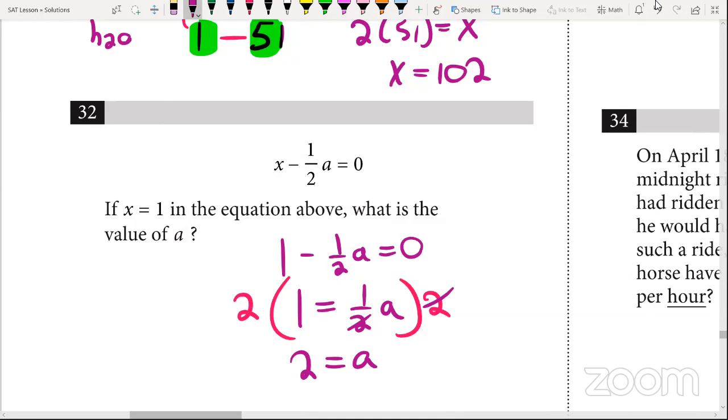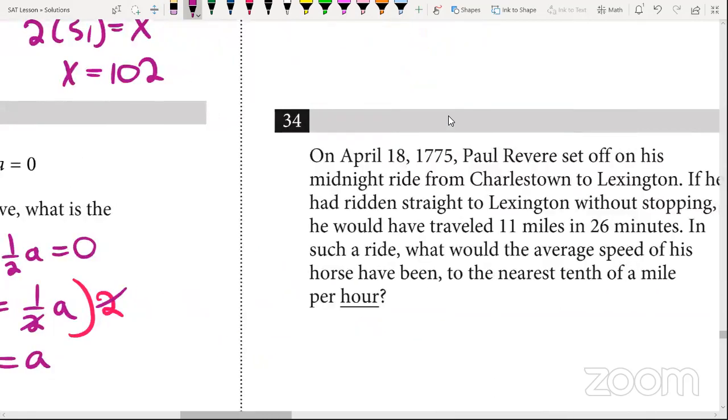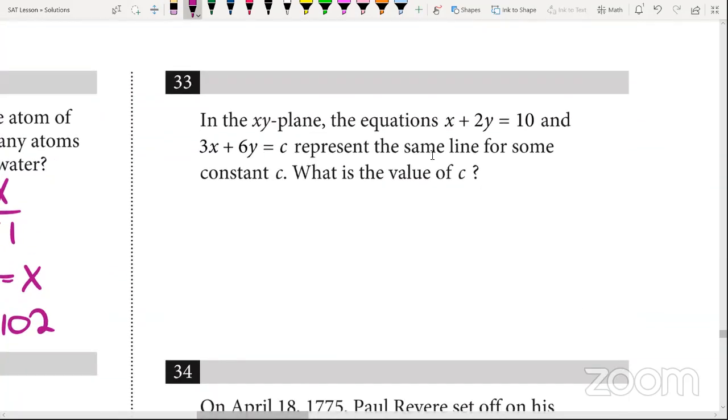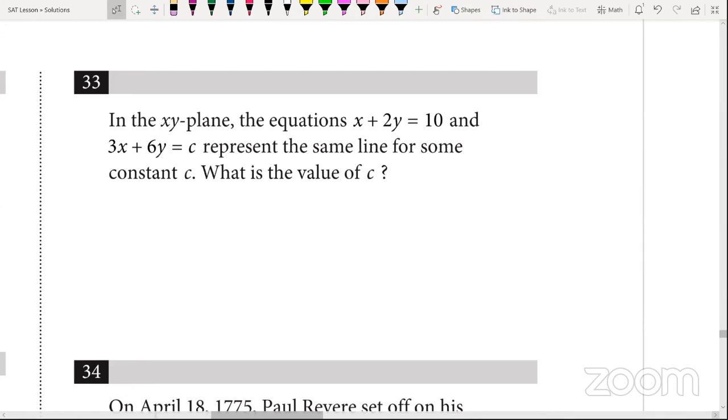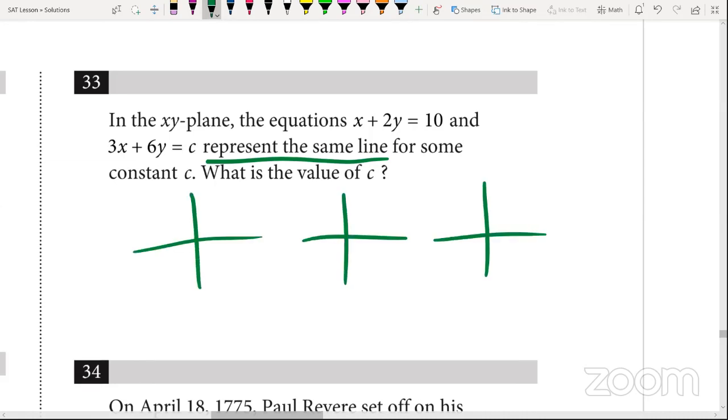Going over now to number 33. The equations x plus 2y equals 10 and 3x plus 6y equals c represent the same line. That's really critical. We're talking about two lines and the way they interact on an xy axis, and there's three ways that that can happen. The lines can intersect once, they can intersect never, or they can intersect always if they were the same line. And that's what we have here. They're intersecting always. They're the same line.